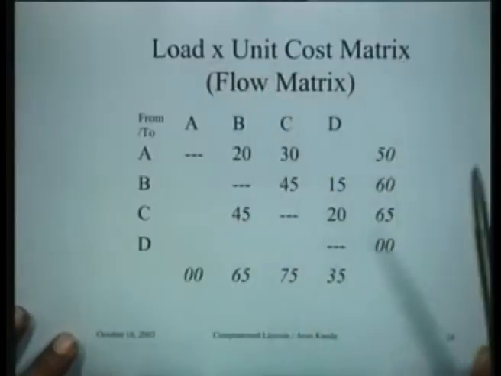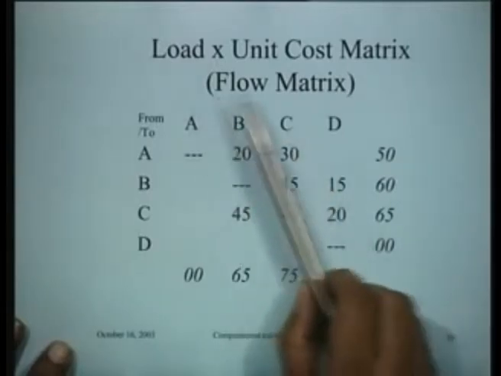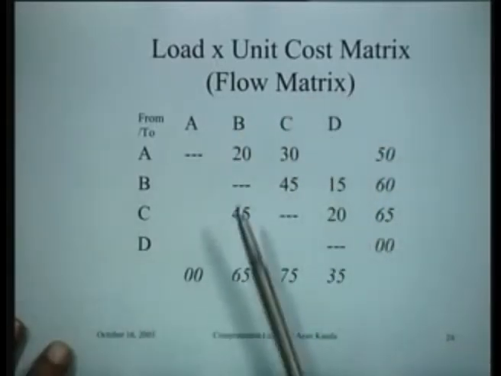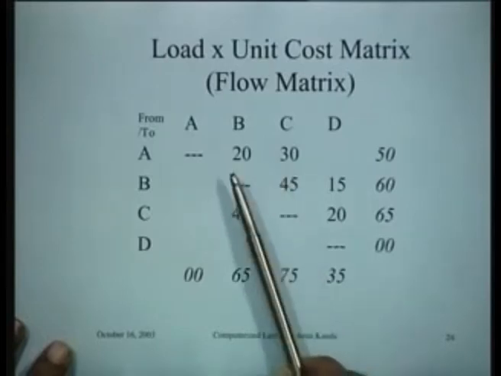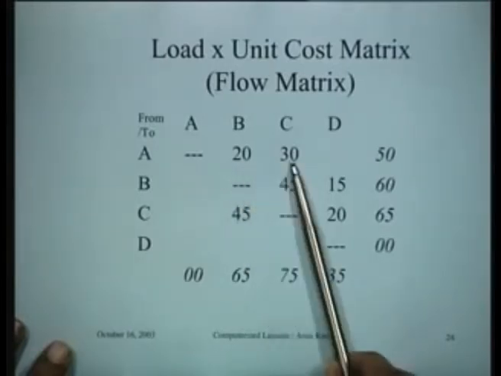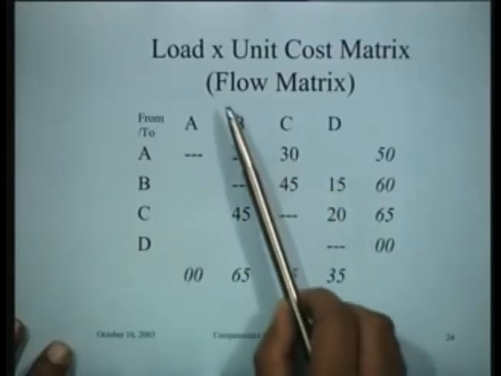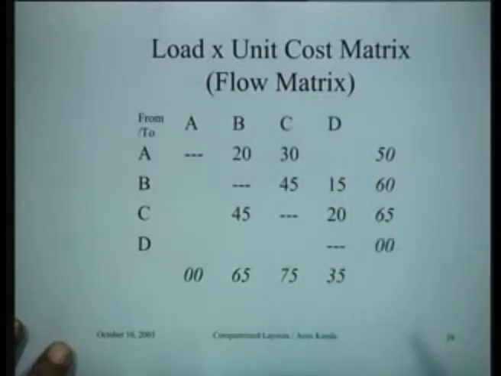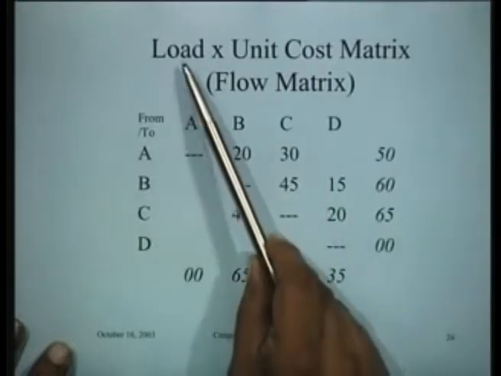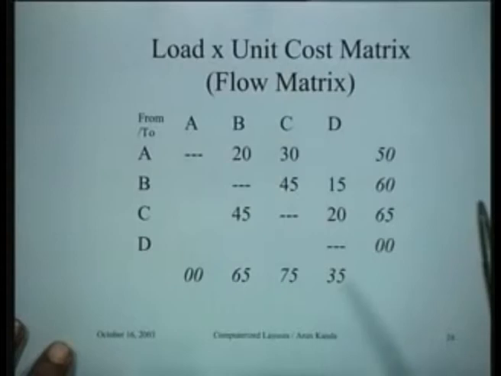So what we do is construct a matrix by multiplying the load with the unit cost matrix, multiplying element to element. So what will happen is, this was 2015, so because the cost here was 2, this becomes 30. So 20, 30, 45, 15, 45, 20 is what we call the flow matrix. The flow matrix is determined by multiplying the loads moving with the unit cost.